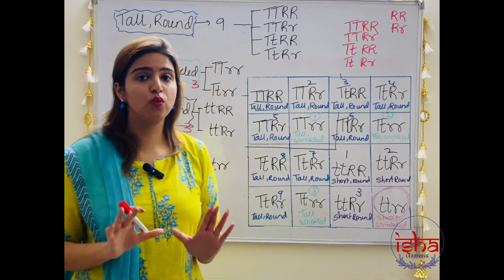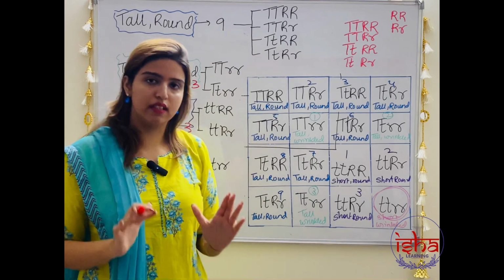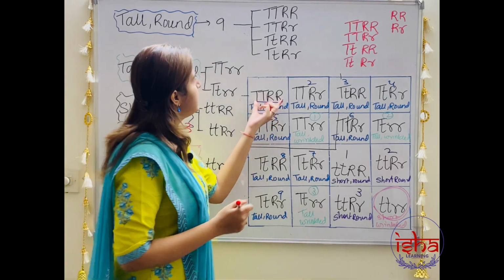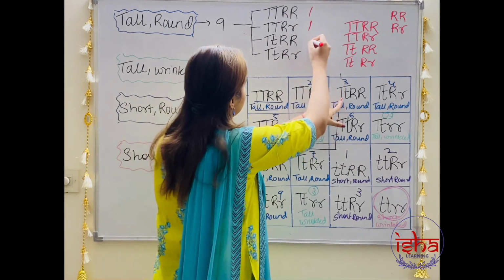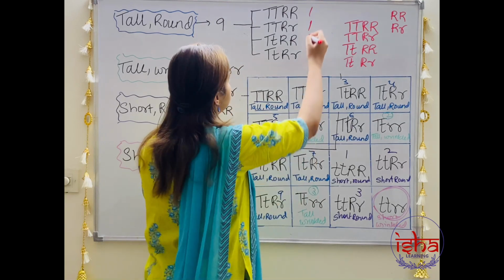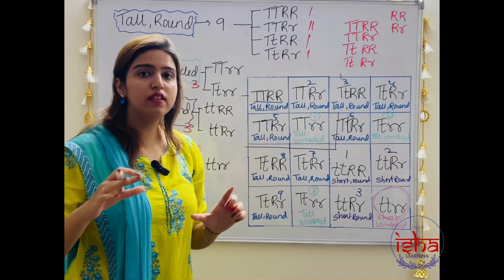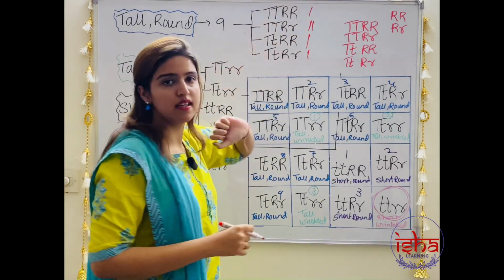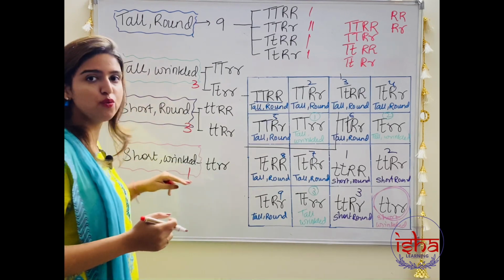Now what I'm going to do is count how many plants fall in each type. So see, this is TTRR, so 1 over here, 1 over here, 1 over here, okay, here 1, this one is of this type. So what I'm going to do is simply count in this way and keep marking lines. Similarly, I'm going to repeat this process for the other traits as well.